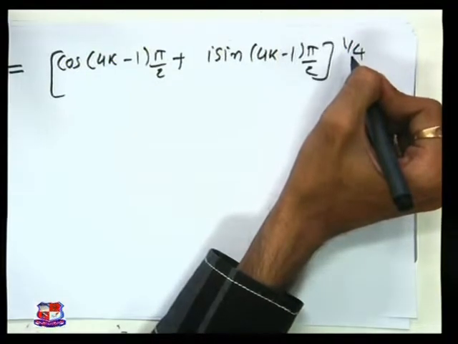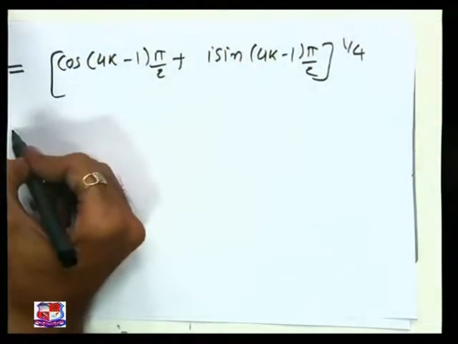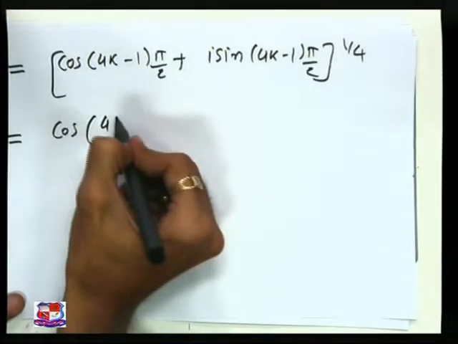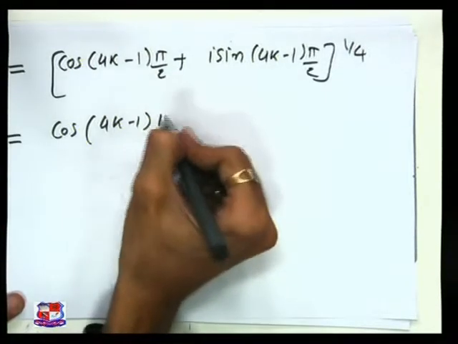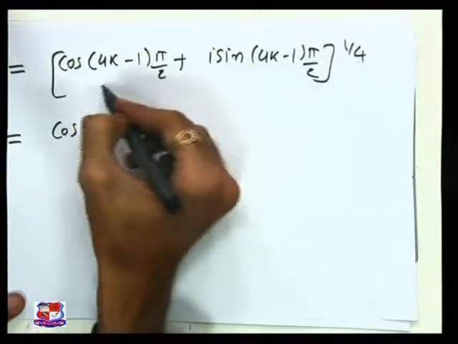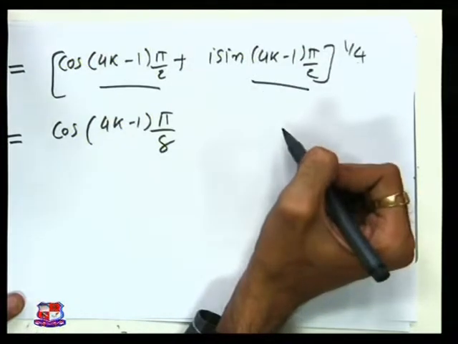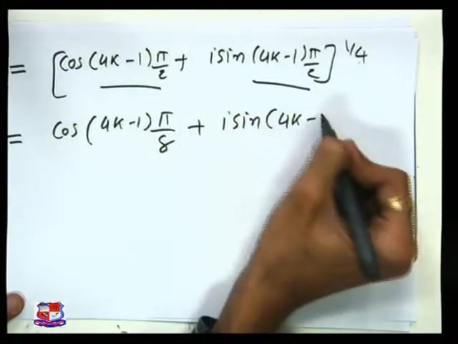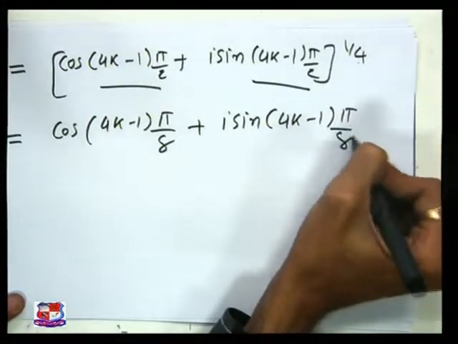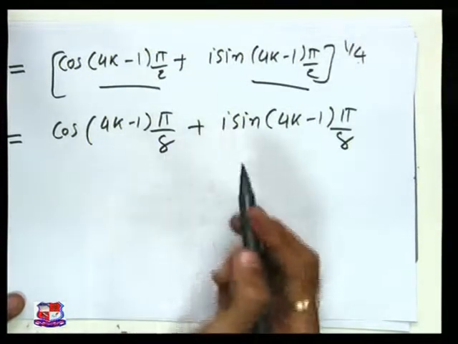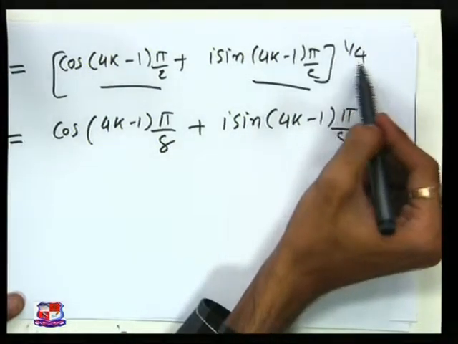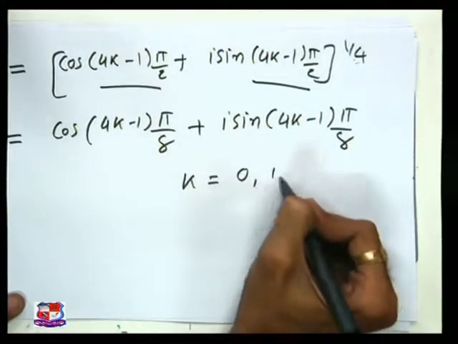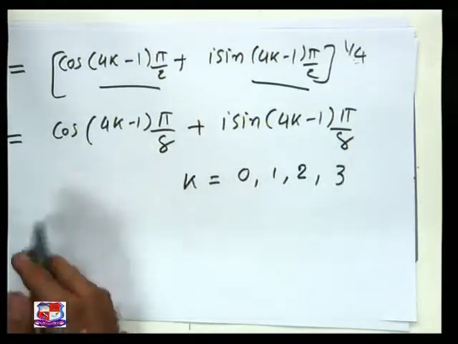Okay, so at the end I will apply De Moivre's theorem. So I will get here cos((4k − 1)π/8) + i sin((4k − 1)π/8), because 1/4 multiplies with this one and 1/4 multiplies with this one, right? And here the value of n is equal to 4, so I will put k equal to 0, 1, 2 and 3.